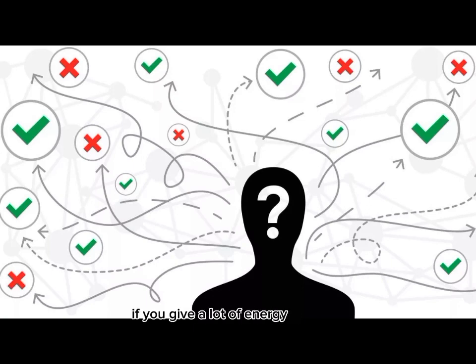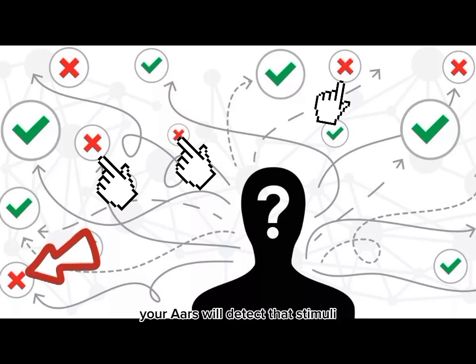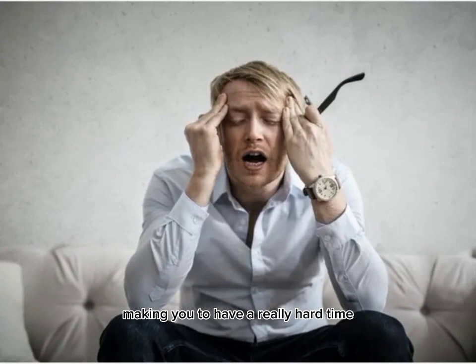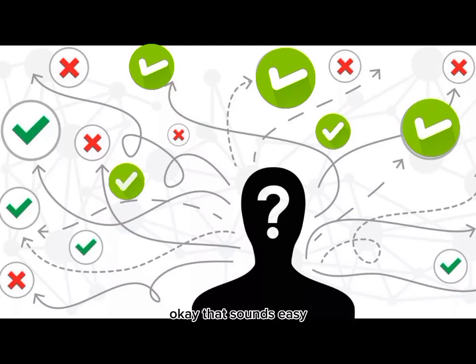If you give a lot of energy and time to something you hate, your AARS will detect that stimuli and will show you more reasons to hate that, making you have a really hard time. But the solution to this sounds easy. Just focus on what makes you feel really good. Okay, that sounds easy, but it isn't.